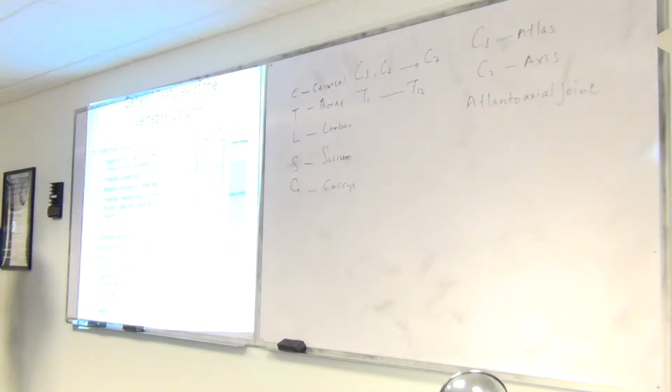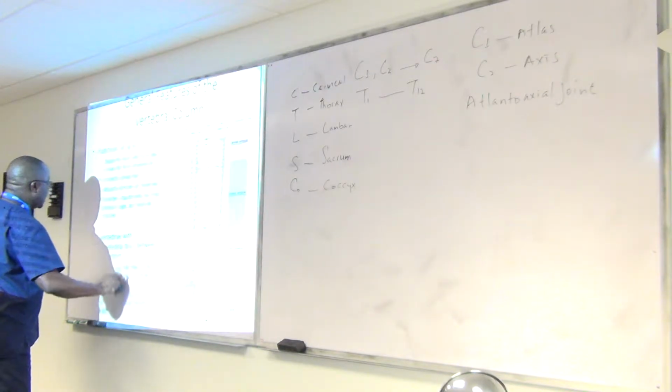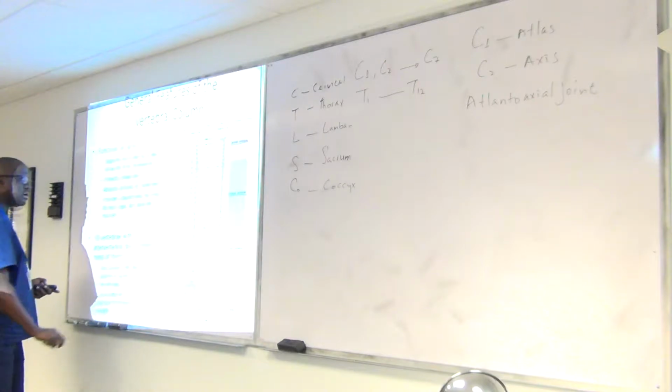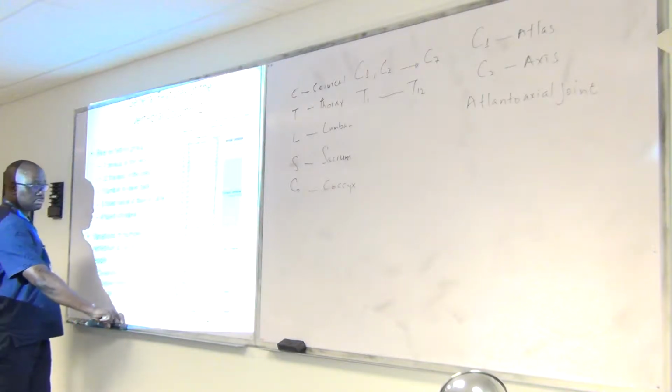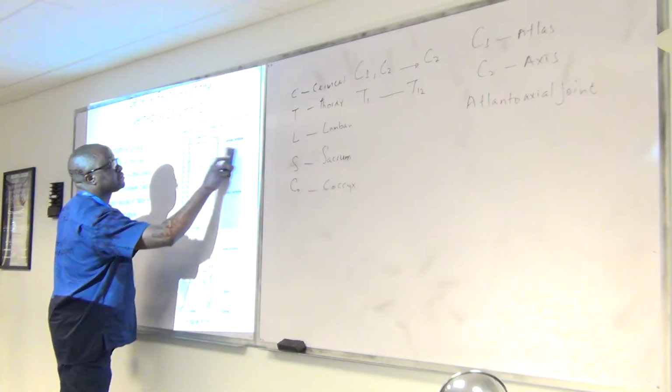Atlantoaxial joints. Okay? You remember we can do a whole lot of head movements. So that's what gives the flexibility there. They are not as fused as the rest. So very important. Atlantoaxial joints allow for nodding of the head, neck rotation, lateral, all different types of movements around the neck.